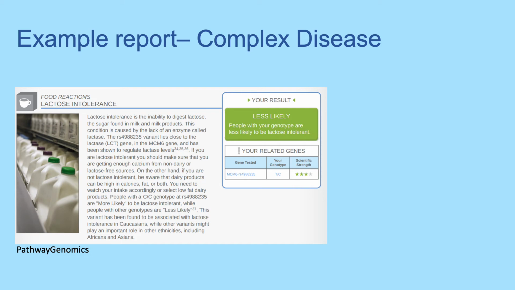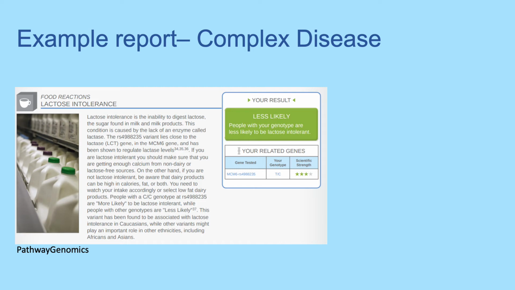However, unlike the previous carrier status reports, having two risk alleles does not mean you will be lactose intolerant. It is just an estimate because this trait also depends on the environment. If you are more exposed to milk products, your digestive system will become more used to the presence of lactose. When looking at your reports, it's important to understand the type of disease you're looking at in order to understand how much the variants you carry can influence the condition.